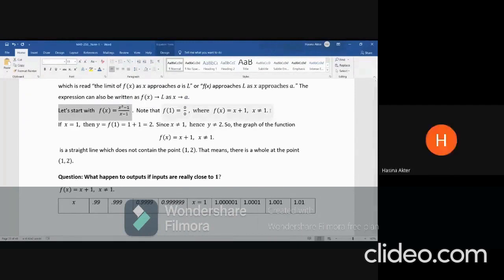So look at the rational function now. The domain of the rational function is all real numbers except 1. That means the number 1 is not in the domain. So definitely we do not have an output for the input 1. If I try to evaluate the function at 1, we get 0 over 0. Is it undefined?